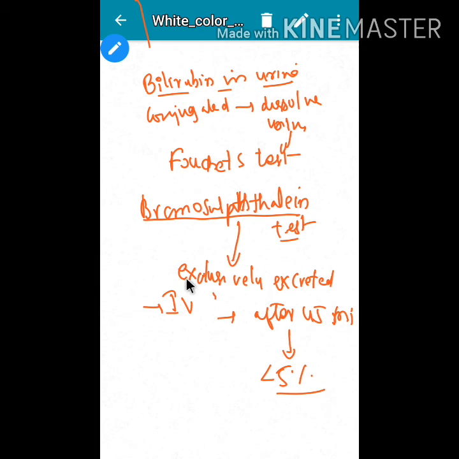If you give bromsulphthalein in normal people, after 45 minutes, if they check the levels in serum, only less than 5% is seen. So if there is any derangement in liver, then the level of this bromsulphthalein will be raised. Okay, this is all about secretory functions.